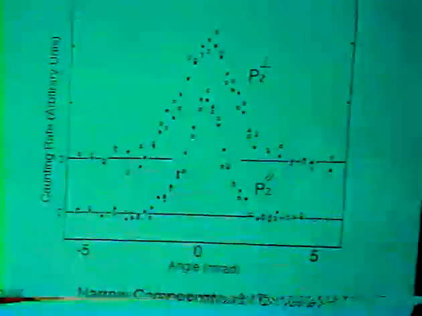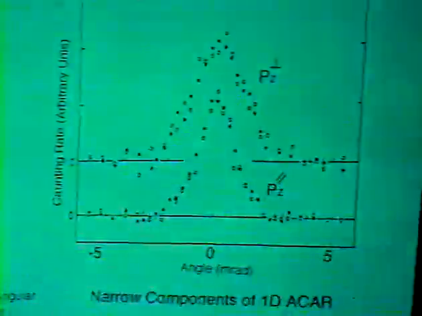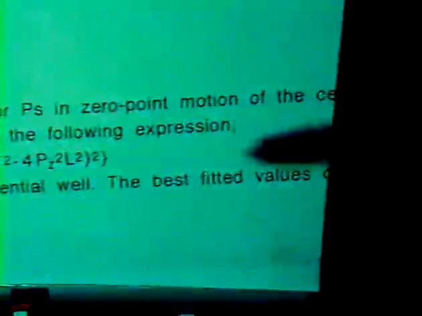The ACAR curve is decomposed into Gaussian components, and this dotted line shows the broad component, and this line shows the narrow component. The narrow component is up in this figure. The narrow component parallel to the fiber axis is narrower than that perpendicular to the fiber axis.